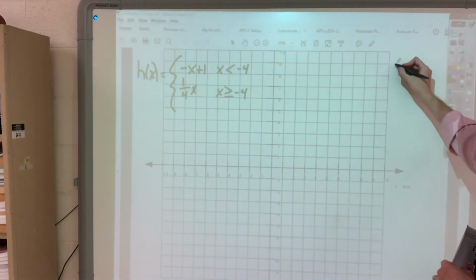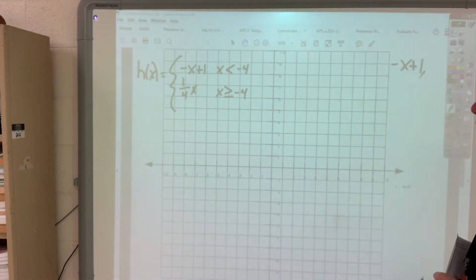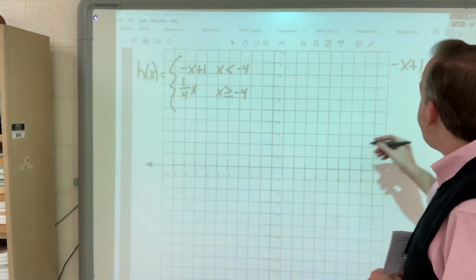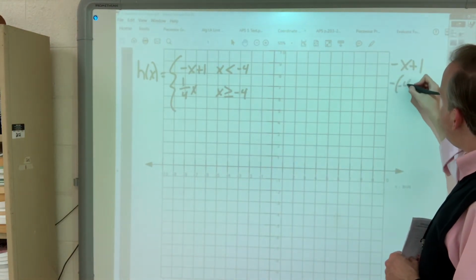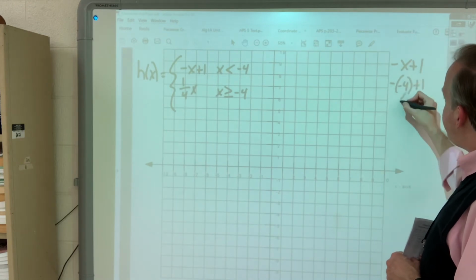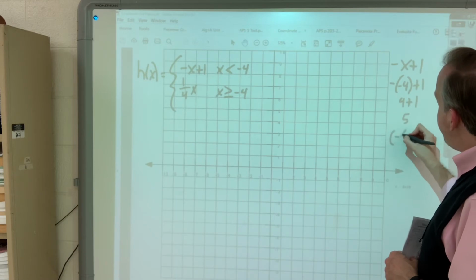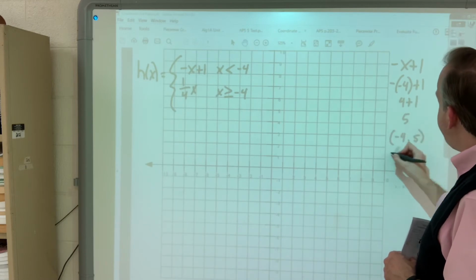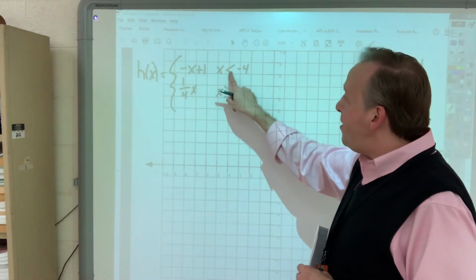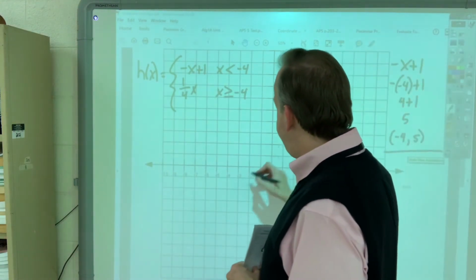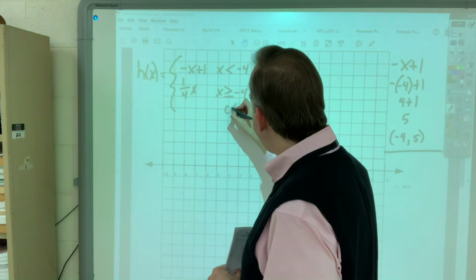So again, I have my first piece, negative x plus 1. I'm going to use that domain value to see what happens at negative 4. So it's negative 4 plus 1. That's 4 plus 1, which is 5. So at negative 4, I have an output of 5. It's an open dot because it says less than. (Negative 4, 5) is right over here.